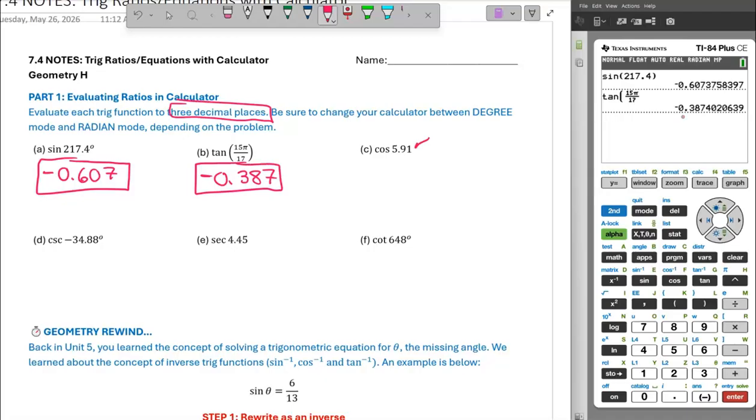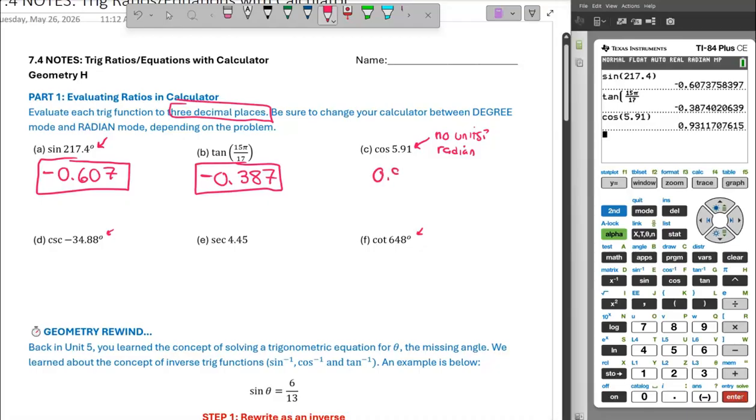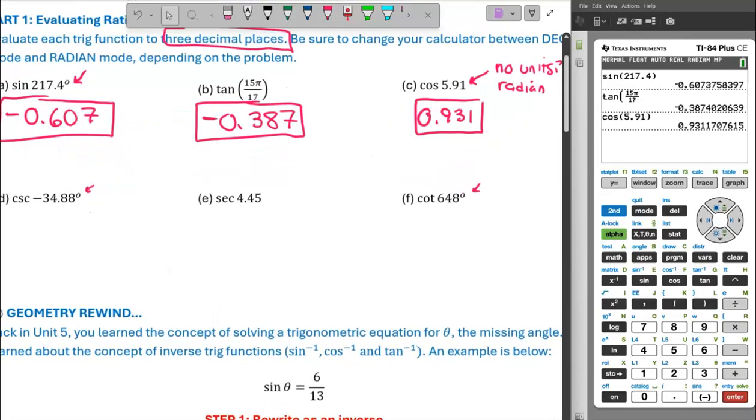Now I want to note on this next one, a lot of students will think that this is degrees. But because there are no units provided, if there are no units, it is always going to be a radian that you're evaluating. Degrees must show the degree symbol. So you'll see down here in letters D and F, we will be back in degree mode for those questions. But for letters C and E, we're going to do this in radians. So cosine of 5.91, again, making sure that we're still in our radian mode, is going to be 0.931.